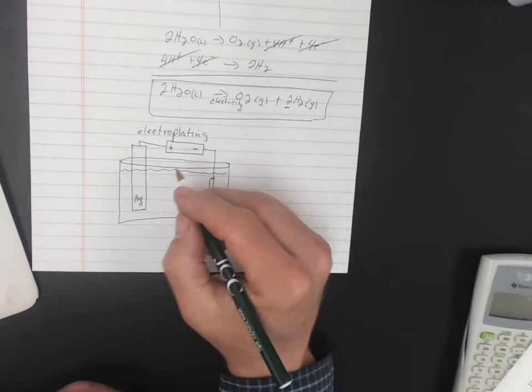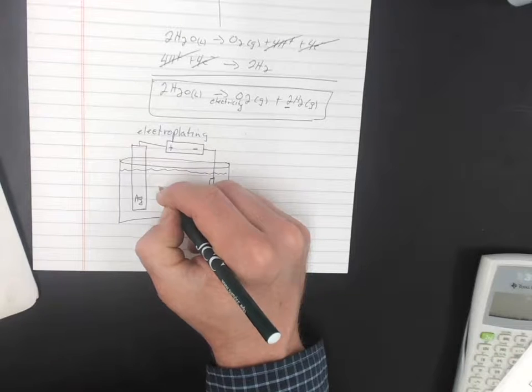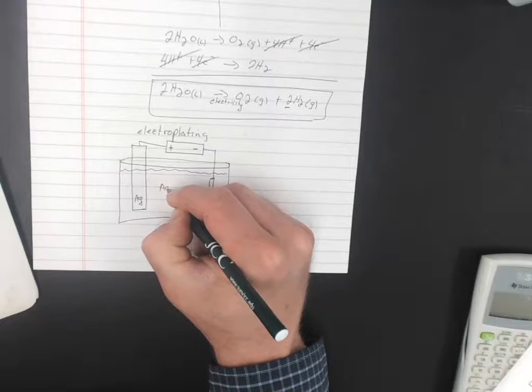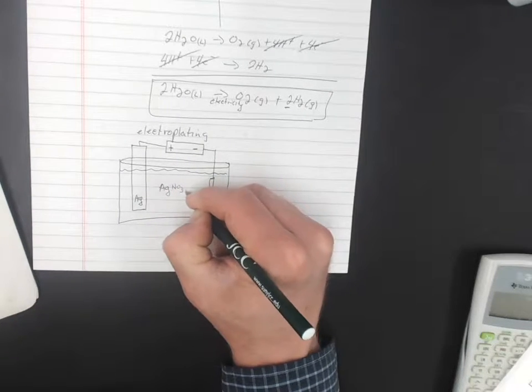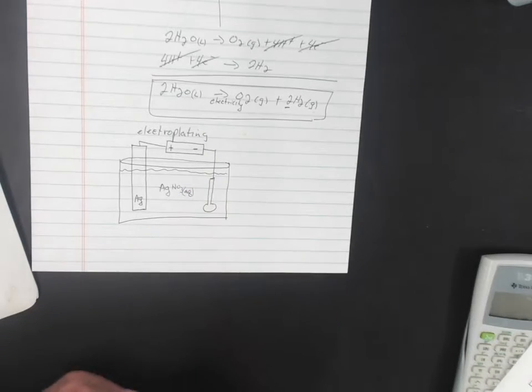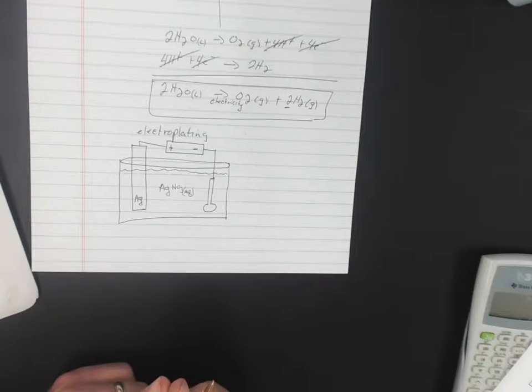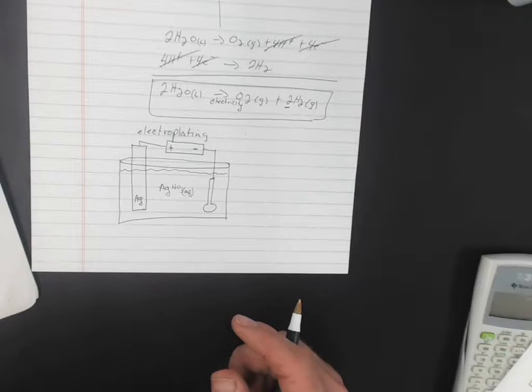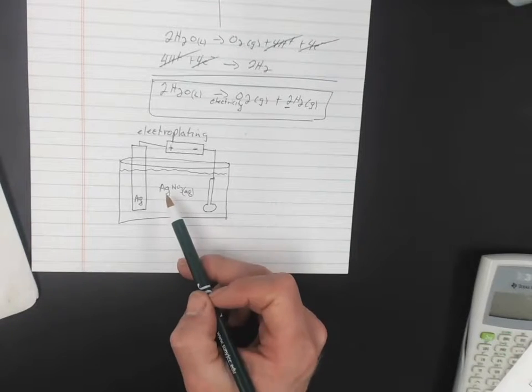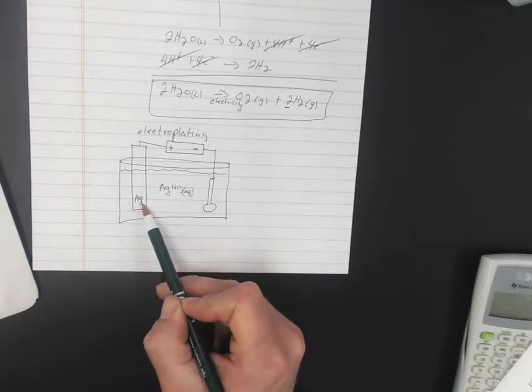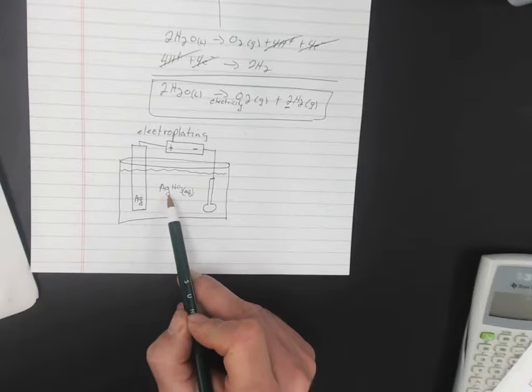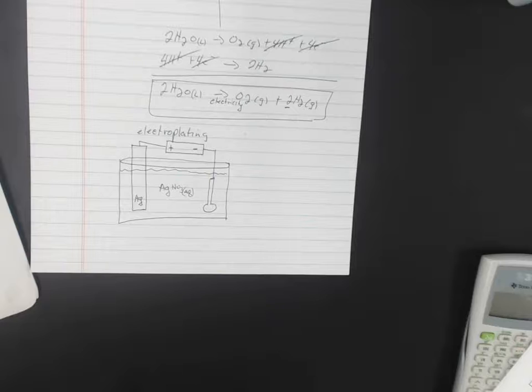You have to submerge it. Okay. And you're going to submerge this in a solution. We're going to use AgNO3 aqueous. You have to submerge it in a solution, this is important guys, that has the same ion as the metal that you're trying to plate. So it has to have silver ions present in the solution.